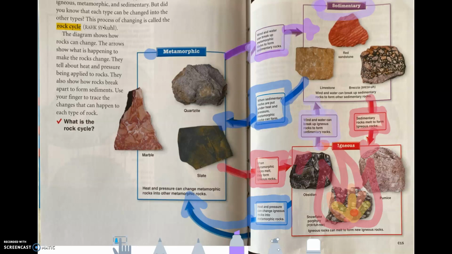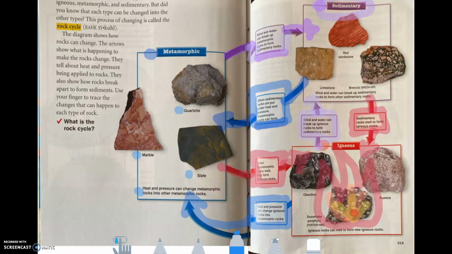Now, don't forget to look at this diagram nicely when I'm not drawing on it. It's really interesting to see the type of rocks in each group of rocks. So over here in metamorphic, we can see the examples they give us. They're all really gorgeous. They're all very different though. So we can see here that marble, slate, and quartzite are all examples of metamorphic rocks. Heat and pressure can change metamorphic rocks into other metamorphic rocks.